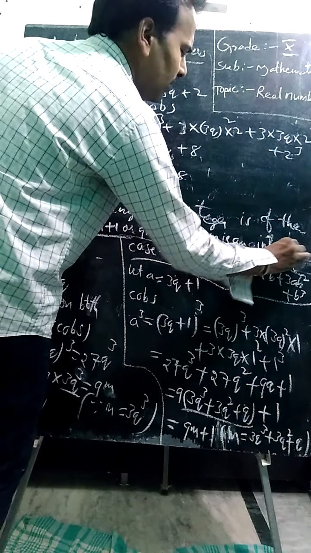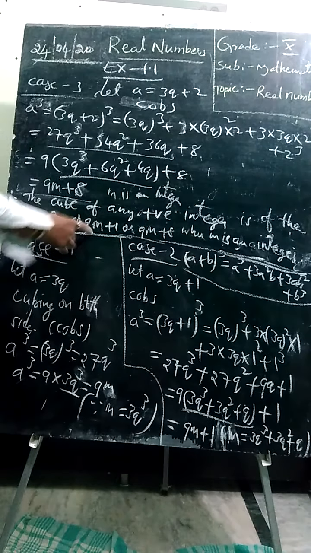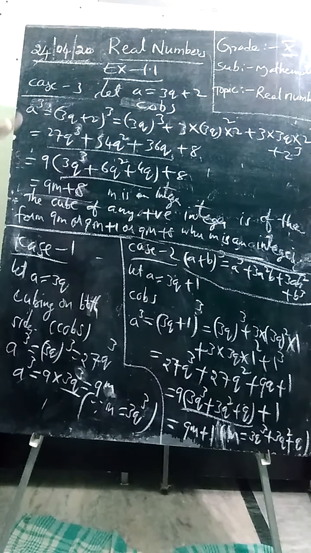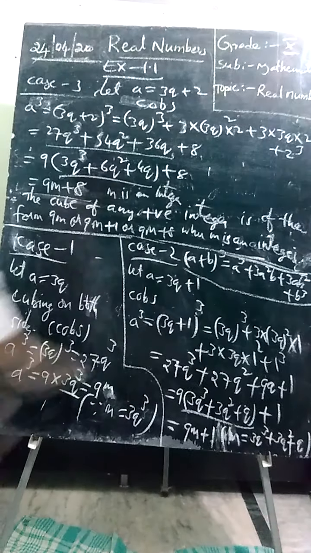See students, to find 9m plus 1 and 9m plus 8, we took q here, but the process will be the same. With this problem, exercise 1.1 is over. I mean, part 1 of real numbers is done.